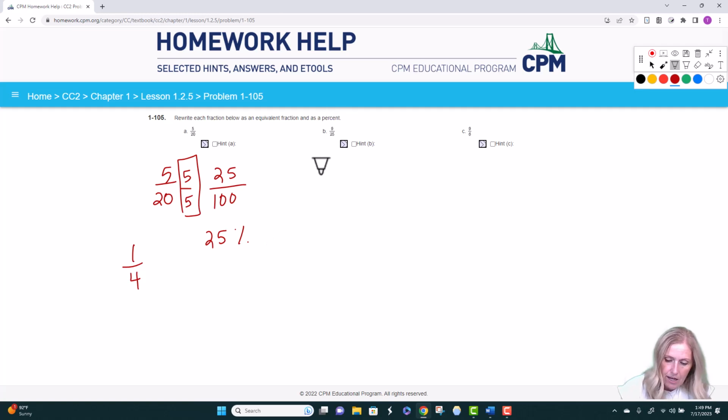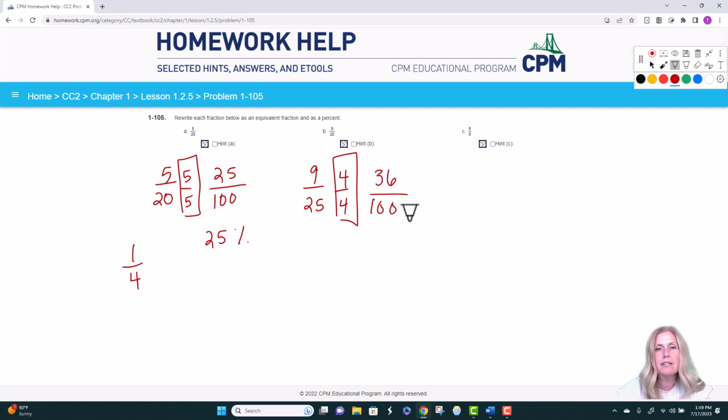Okay, now we have 9/25. Think about 25 as being a quarter, as in money. How many quarters does it take to make $1? It would be 4. That's why I chose 4. So if I'm multiplying the bottom by 4, I'm multiplying the top by 4. And that's 36 hundredths, which is the same thing as 36%.